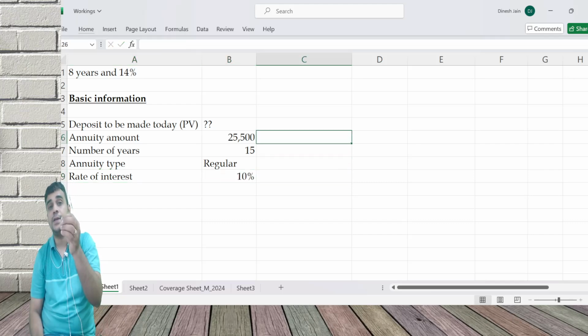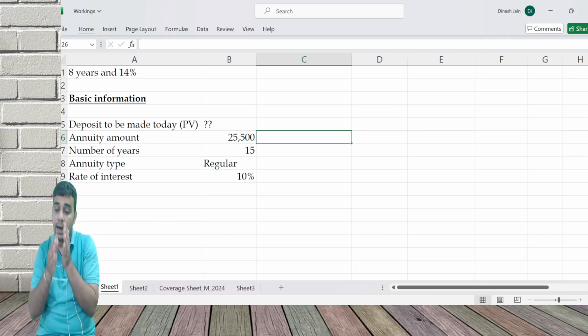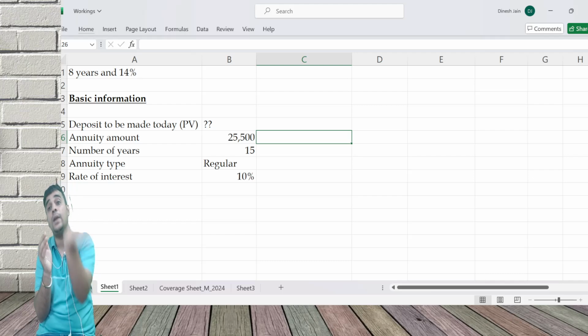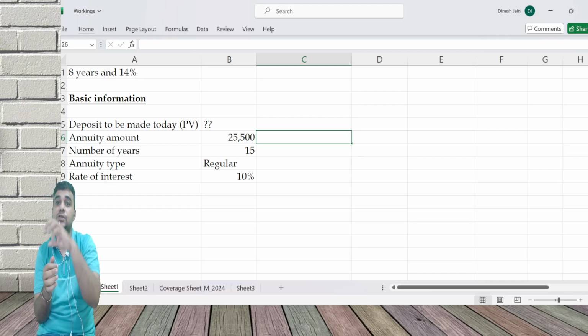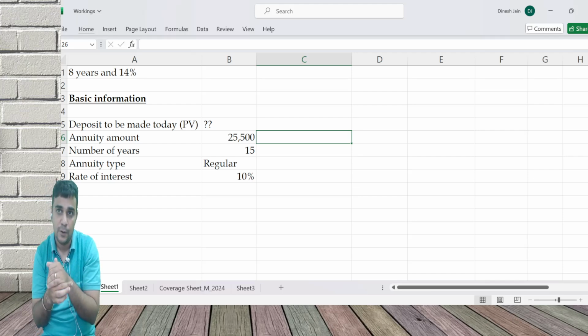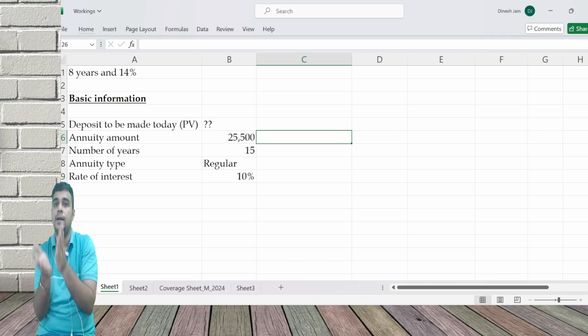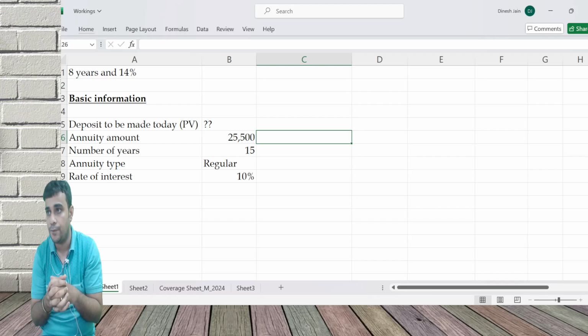In this question they said deposit to be made today. Some other question can say, I will deposit 25,500 at the end of every year for a period of 15 years. What amount will I get after 15 years? Which is called future value of annuity. And this is called present value of annuity. You can calculate present value of annuity, or you can also calculate future value of annuity, depending on the need.